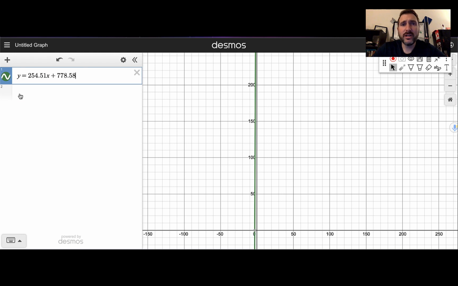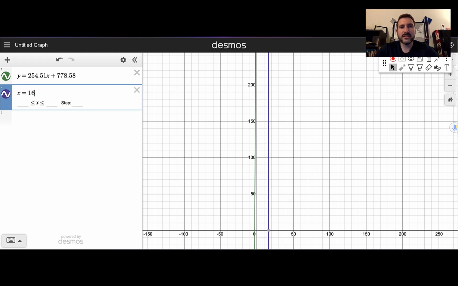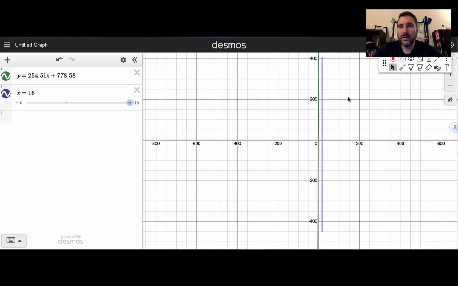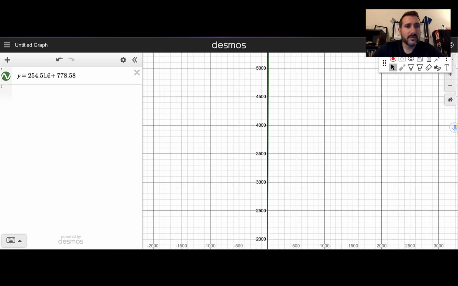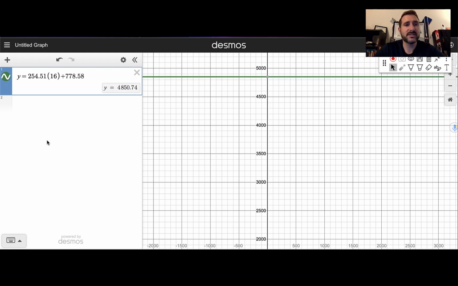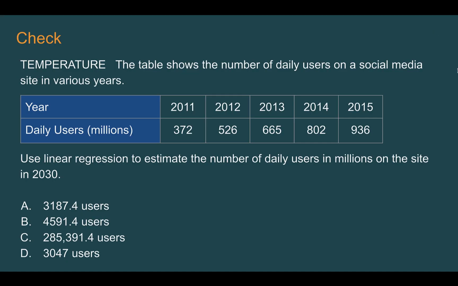In Desmos, if we want to use our value for when x is equal to 16, we can do it one of two ways. We can type in our original equation and also type in x equals 16, and we'd have to keep zooming out until we find where they intersect. That might take a little while to do. Or we can always evaluate by changing x with parentheses to 16, and it will tell us our value at that point. So here again, 4,850.74, about 4851.